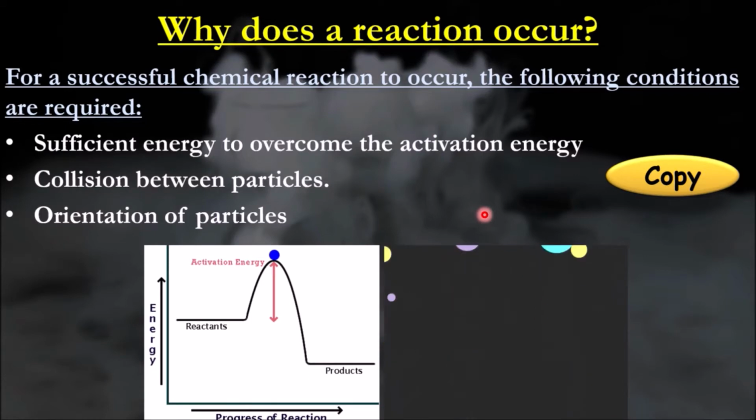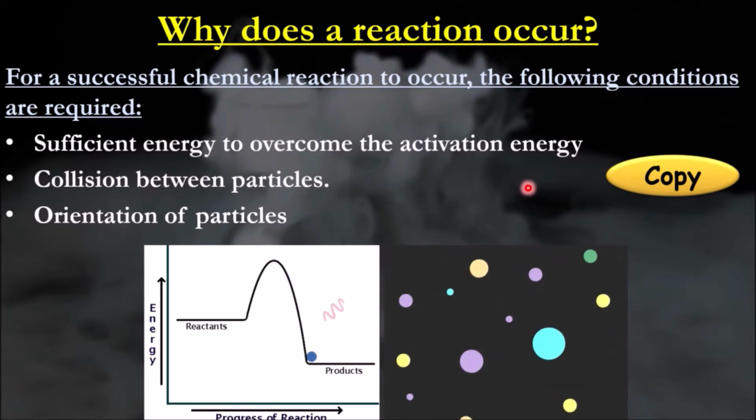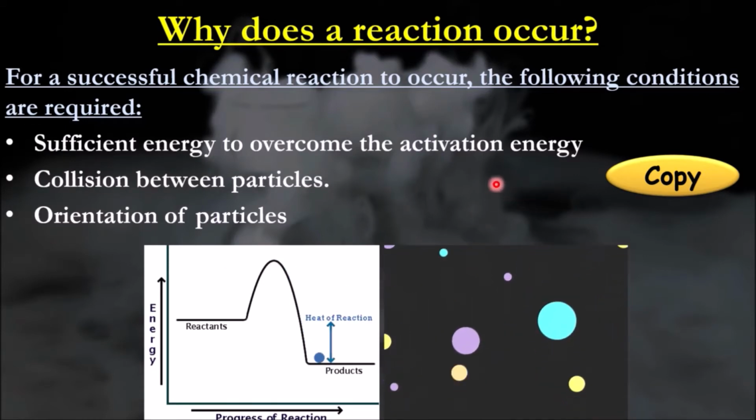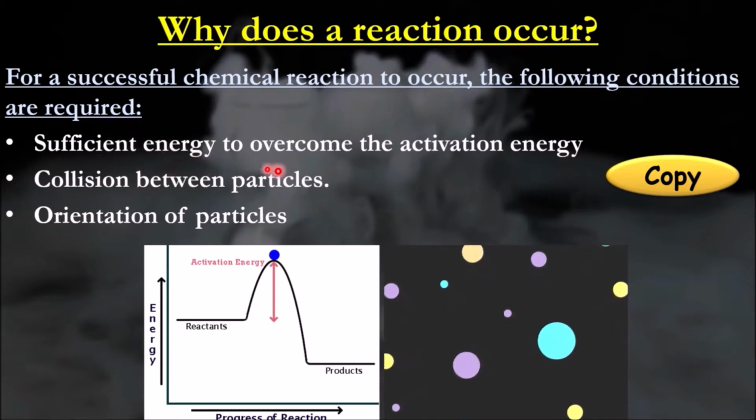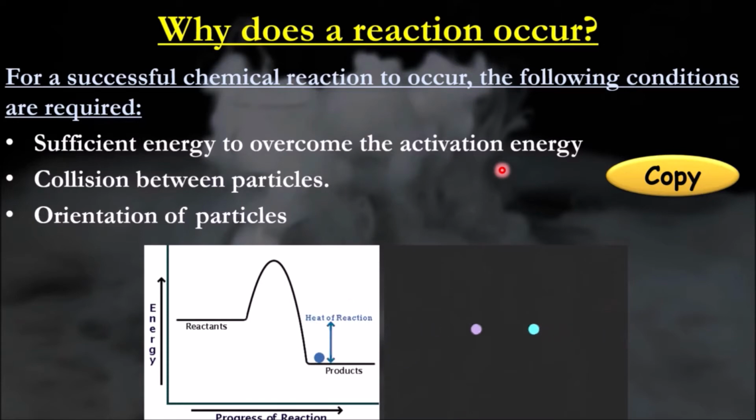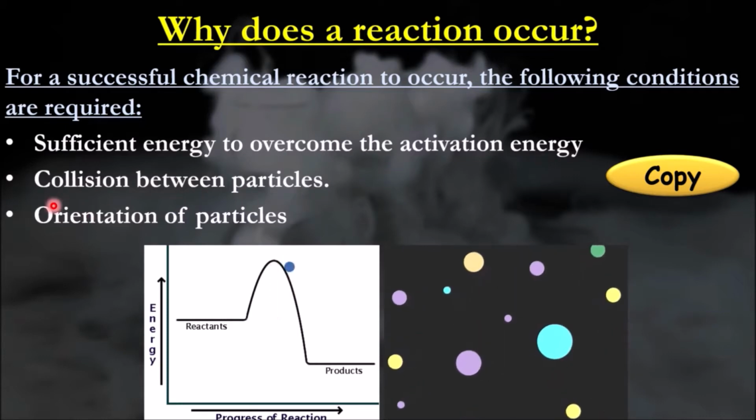To begin, I want to quickly talk about how chemical reactions occur. There are three fundamental criteria. One, there needs to be sufficient energy to overcome the activation energy. As you can see in this diagram here, we've talked about it before. We'll talk about it a little bit more in a second.